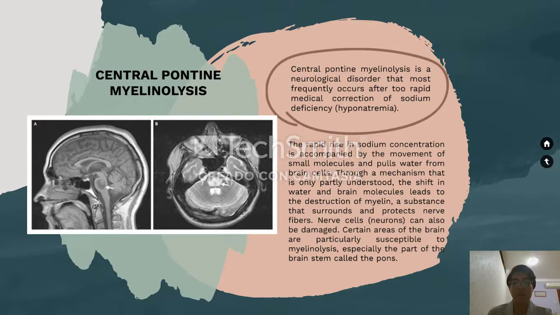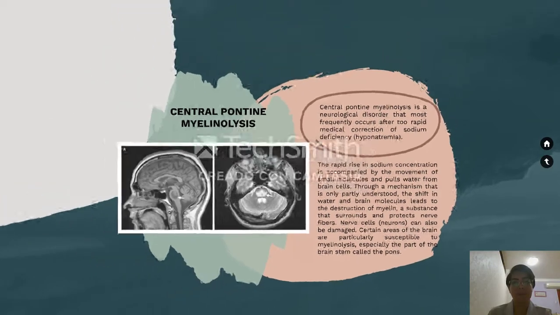Nerve cells, neurons, can also be damaged. Certain areas of the brain are particularly susceptible to myelinolysis, especially the part of the brainstem called the pons.